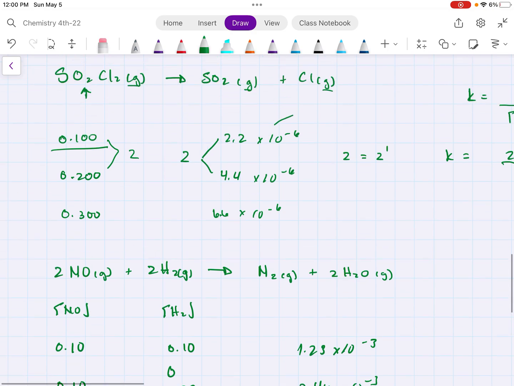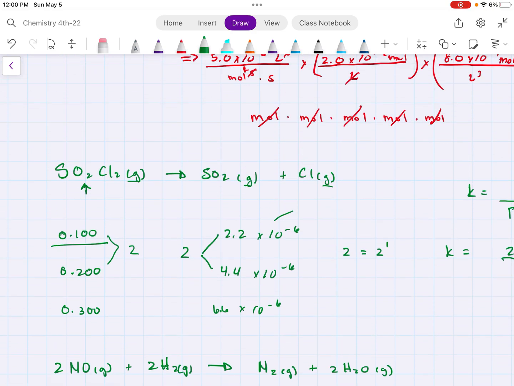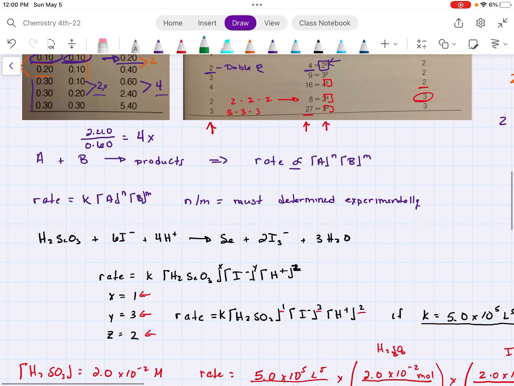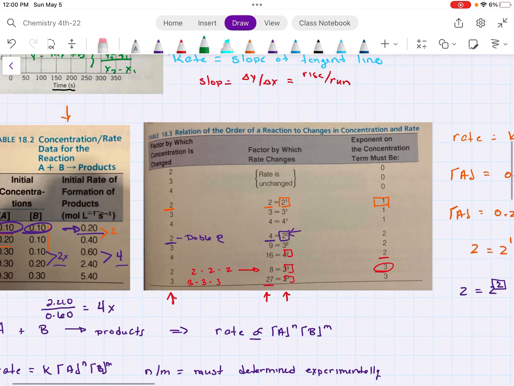Let me know. Basically, all we're doing here is, remember, determining the order of the reaction, and that's going to be determined here. The exponents tell you whether it's 0 order, 1st order, 2nd order, or 3rd order, and we'll get more into those details as we go along.